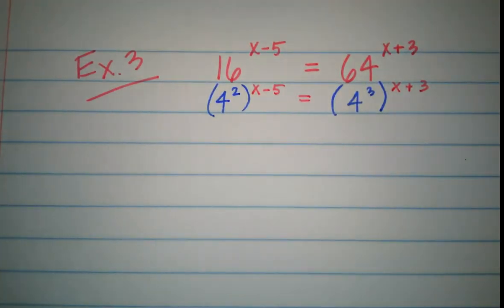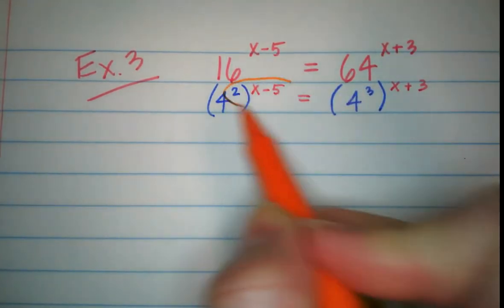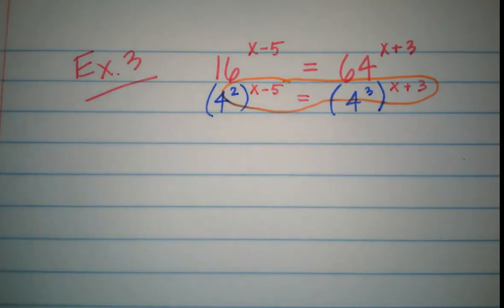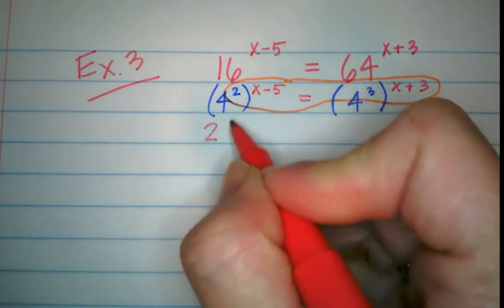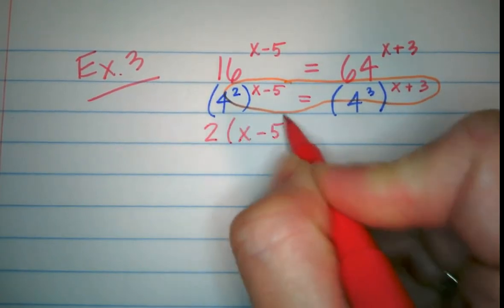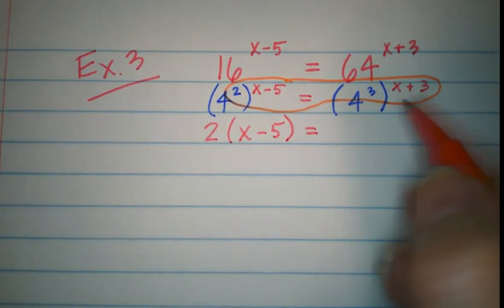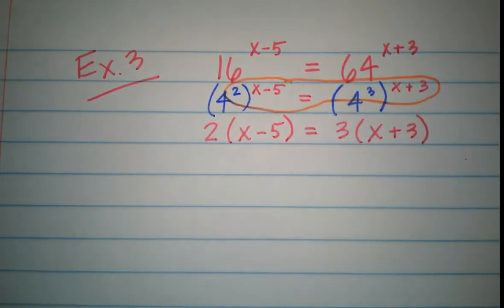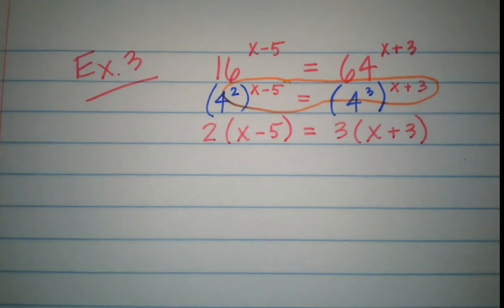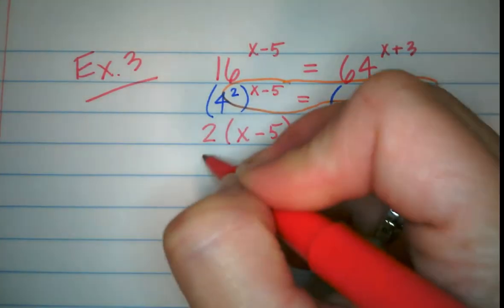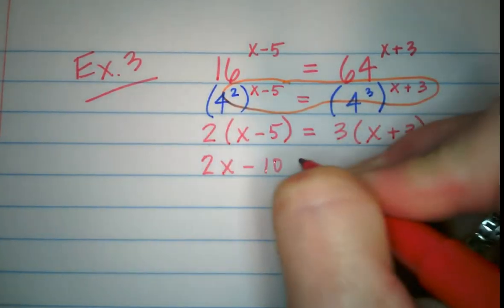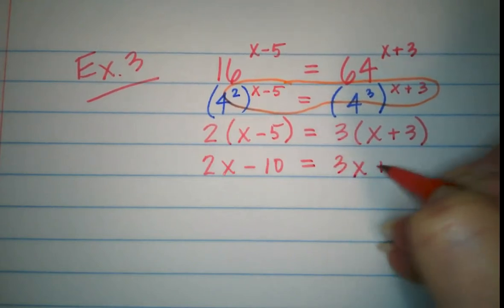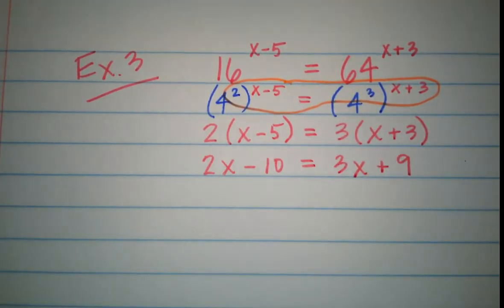So what we need to do is solve the equation that we get from the exponents. All right, now this one looks a little bit weird, but on this side we have 2 times x minus 5. And on the right side we have 3 times x plus 3. So what we need to do here is some distributive property. So left side should be 2x minus 10. Right side should be 3x plus 9. So now we just need to solve.